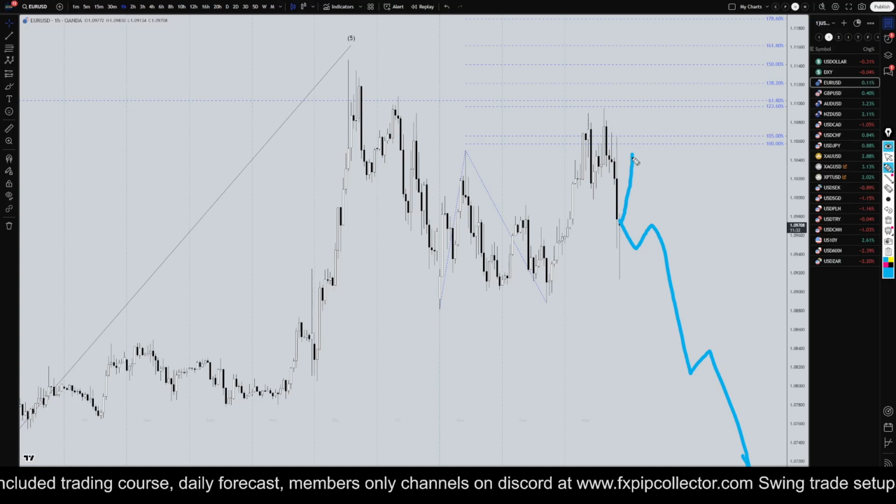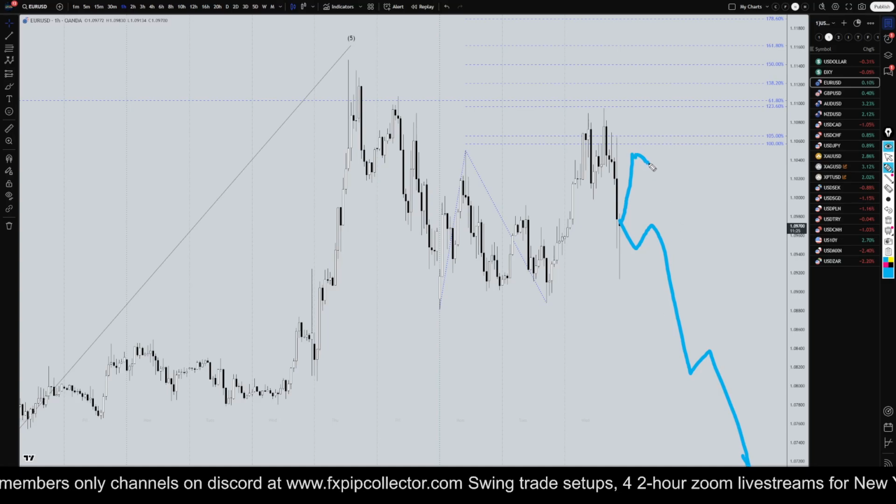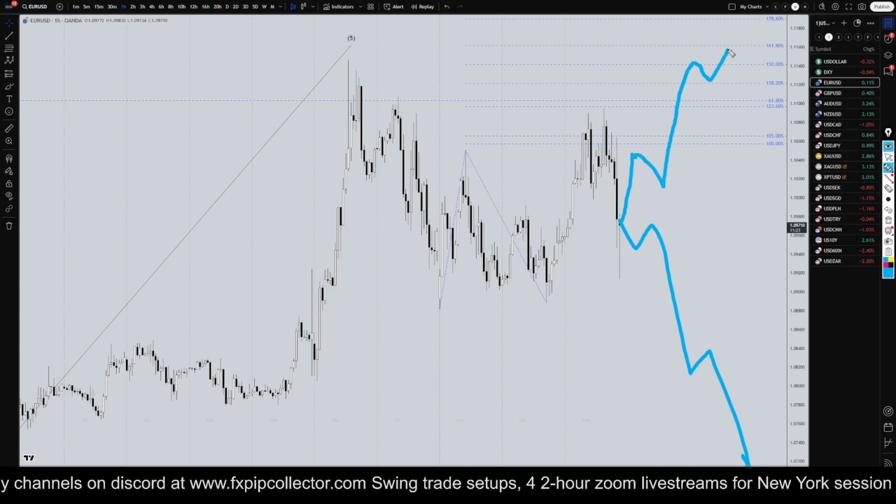But if it turns back up impulsively, you should be able to tell the difference between an impulsive downtrend, which will maintain momentum, or a reversal to the upside, which would likely go back up towards these highs.